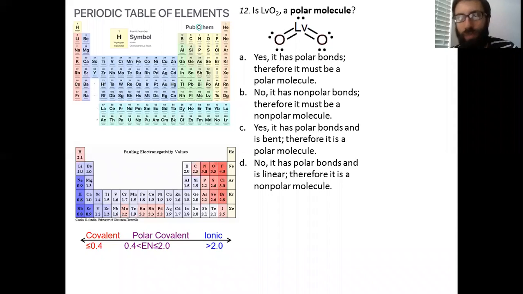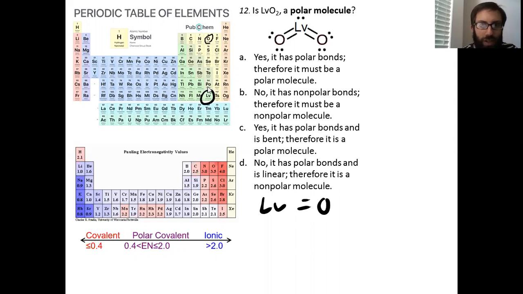Okay, you can have polar bonds in a non-polar molecule if the dipole moments cancel out, right? And so first we have to figure out from our change in electronegativity between the two elements, do we have polar bonds? So we have livermorium oxygen bonds. Livermorium's down here on the periodic table. Oxygen is up here. And so you know right away that livermorium is going to be way less electronegative than oxygen due to our periodic trends.